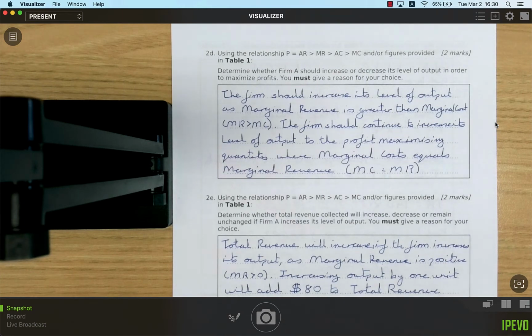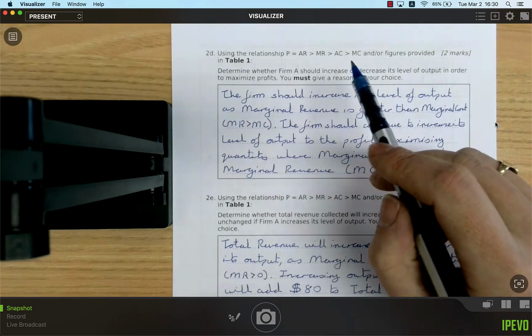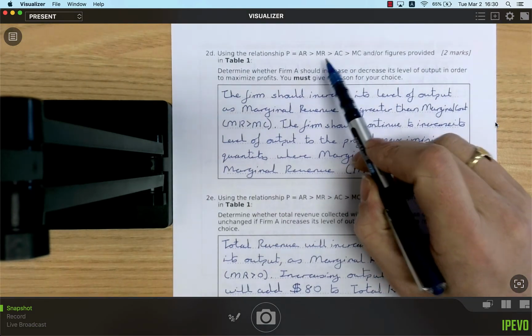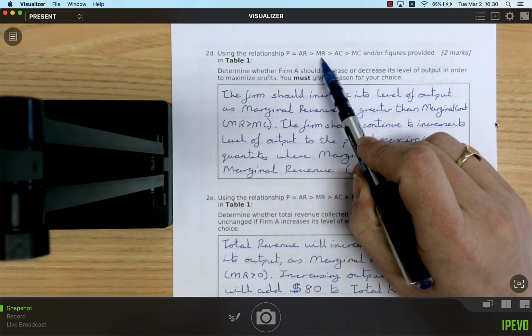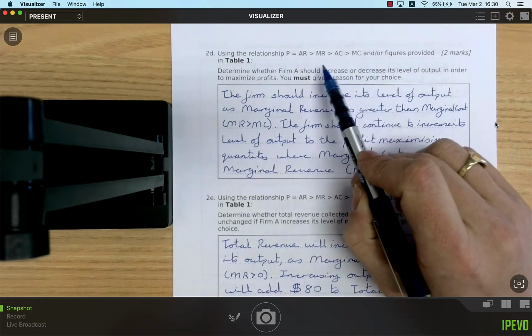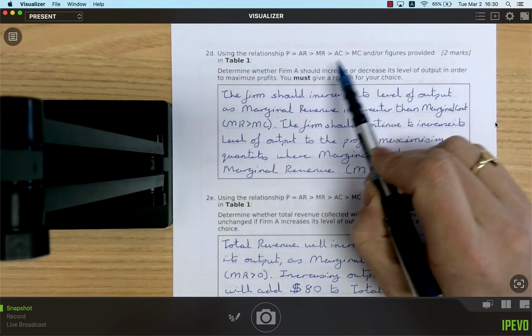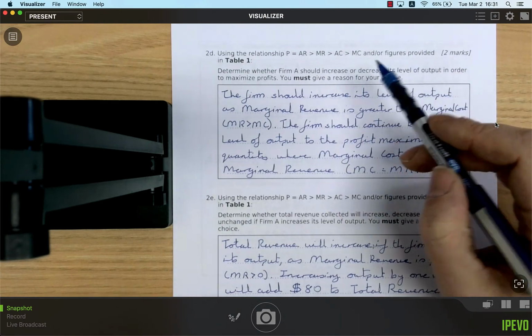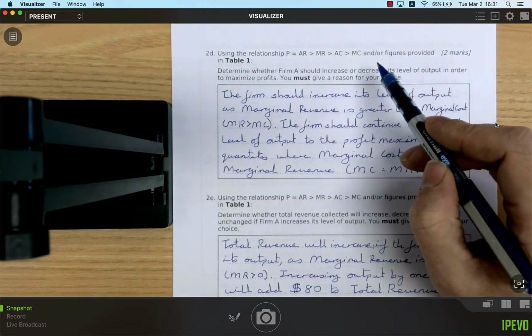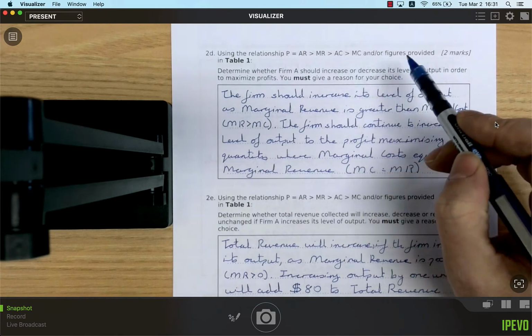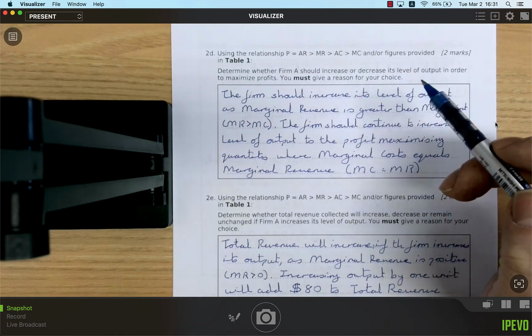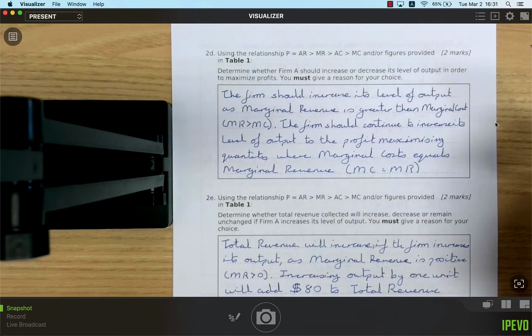Now, determine whether firm A should increase or decrease its level of output in order to maximize profits. And you must give a reason for this answer. Well, basically what we're saying here is that firm A should increase its level of output. Why? The profit maximizing condition is where marginal revenue equals marginal cost. Marginal revenue is downward sloping, marginal cost is upward sloping. Every extra unit that they produce up to and including the quantity where marginal revenue equals marginal cost will give them a marginal profit per unit. So they would be increasing their profit.